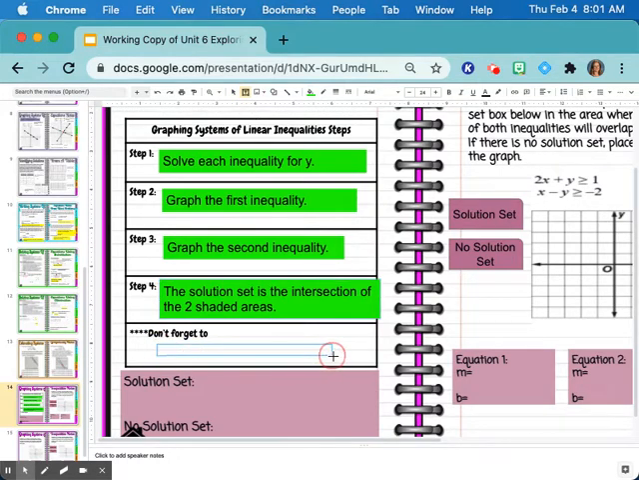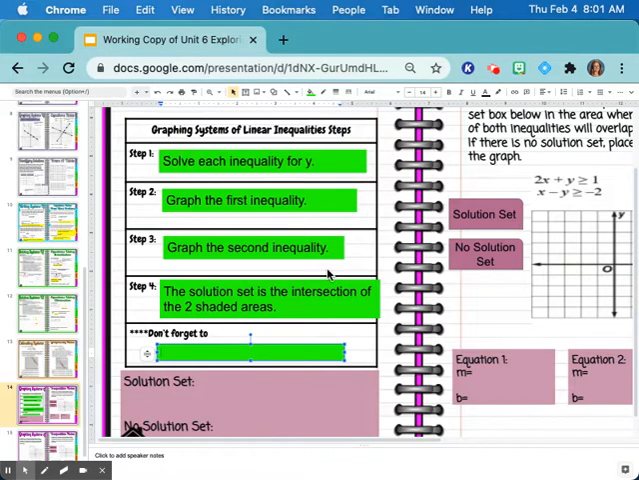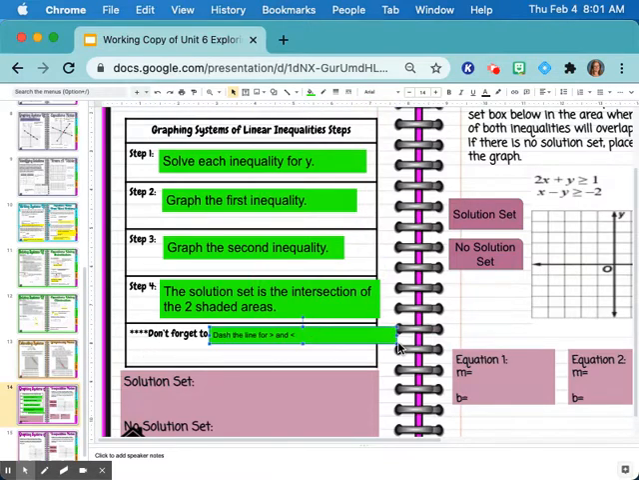Okay, don't forget to dash the line for greater than and less than. A lot of people forget the dashing part of it. Remember, the dashed part is not part of the solution.